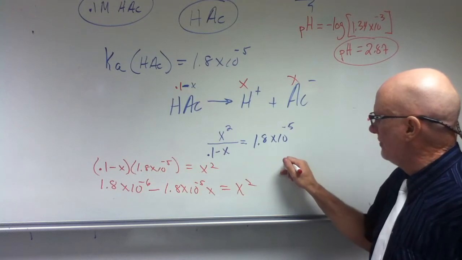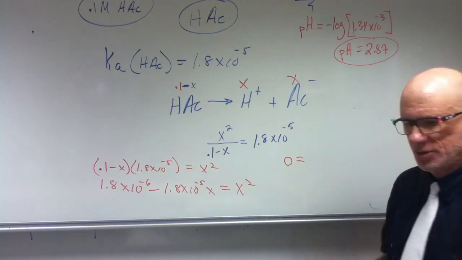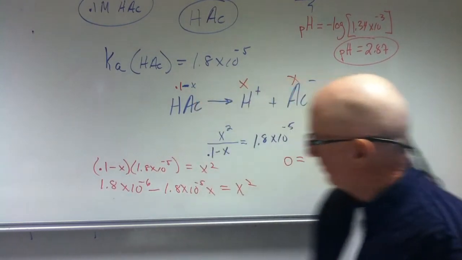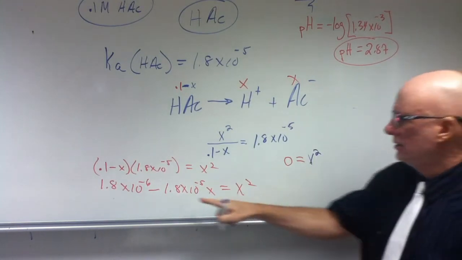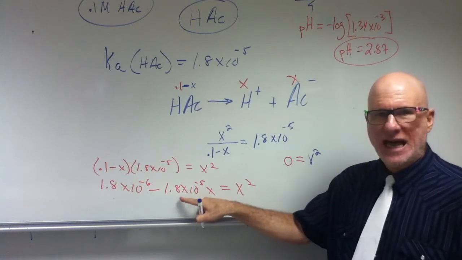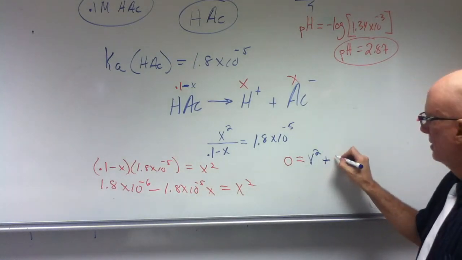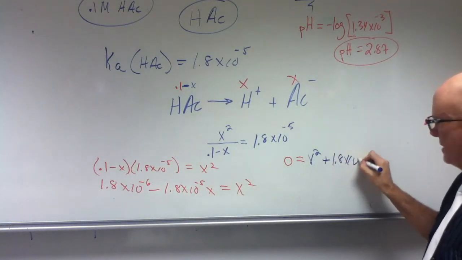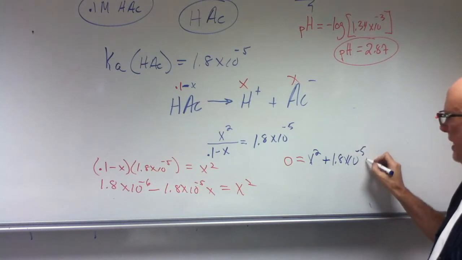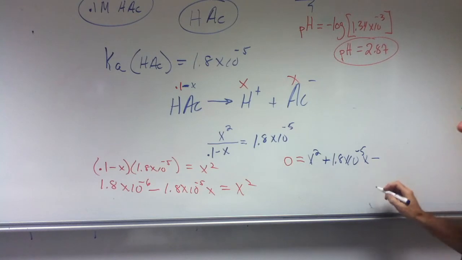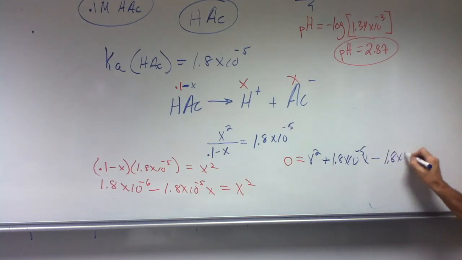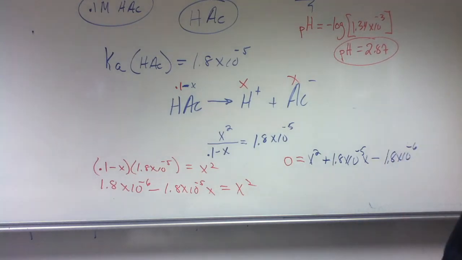So I have 0 equals x squared plus 1.8 times 10 to the negative fifth x minus 1.8 times 10 to the negative sixth. Are you okay with that or not?